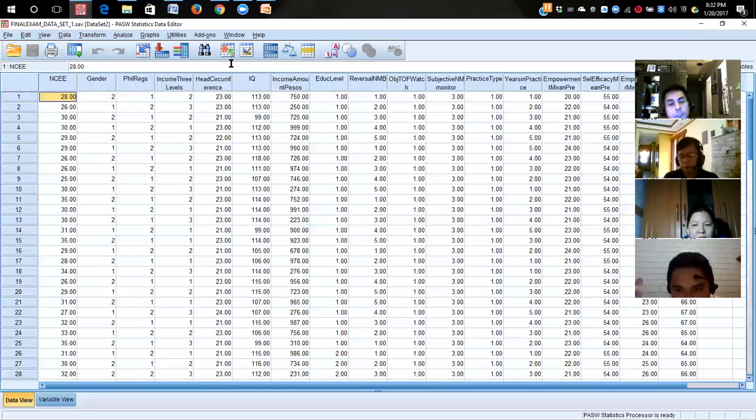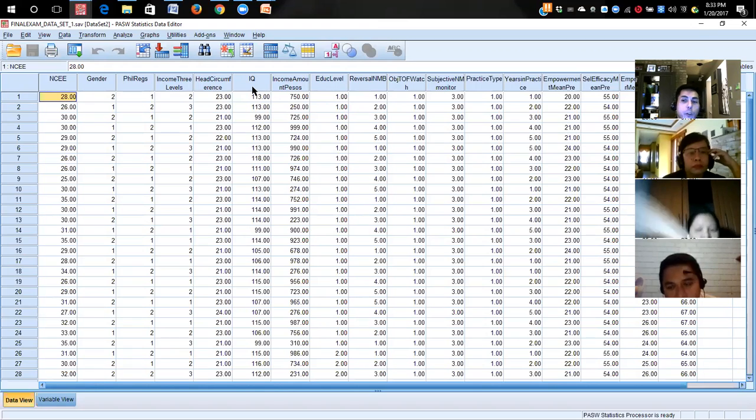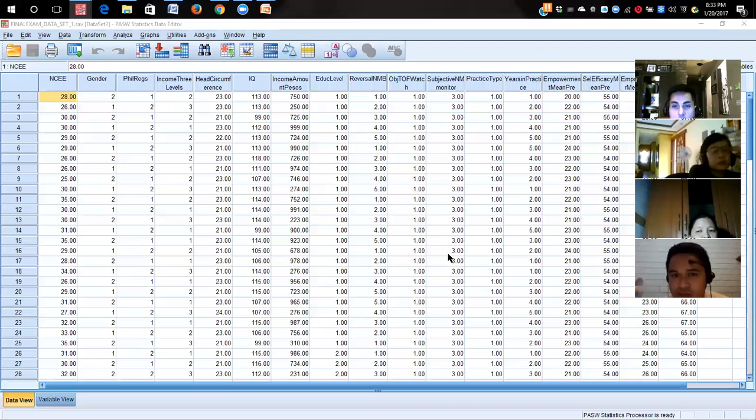So right here I simulated this. We're going to look at NCEE and we're going to look at IQ. NCEE is our dependent variable and IQ is our independent variable. What we're trying to find out is how predictive is the IQ of the student in getting a higher score in the NCEE?